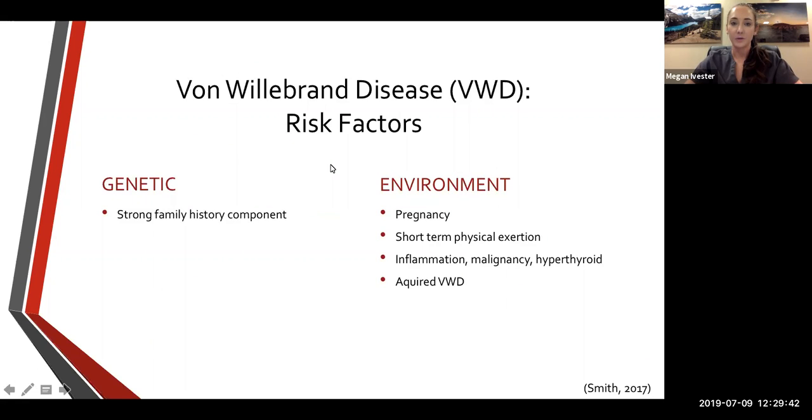Risk factors. As far as genetic, there is a strong family history component, and we're going to get into that in just a little bit. But the environmental risk factors, things that can make von Willebrand worse or that can initially present with the bleeding disorder, are things like pregnancy, short-term physical exertion, inflammation, malignancy, hyperthyroid. Those are just a few. There is a laundry list of environmental risk factors. And then you get into the acquired von Willebrand disease, which is going to be more autoimmune diseases and things like that.